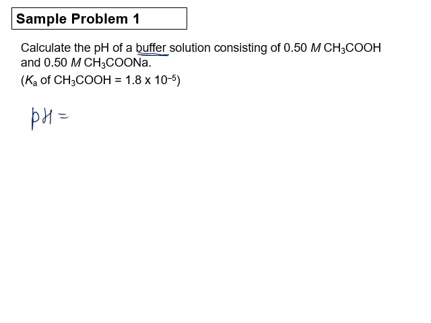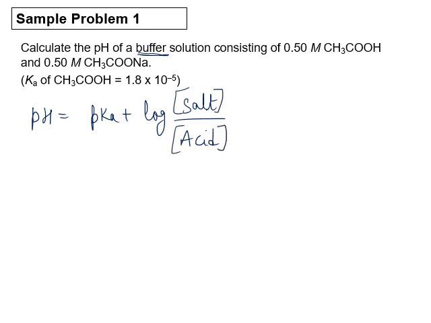The answer is pH is equal to pKa plus log of conjugate base, or salt, over acid. Why did I use this? Because this is an acidic buffer. How do you know? There's a weak acid with its salt.